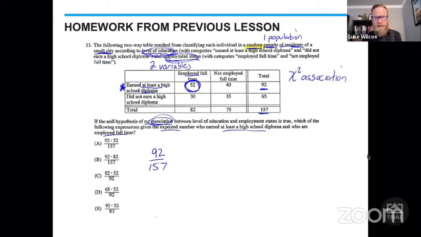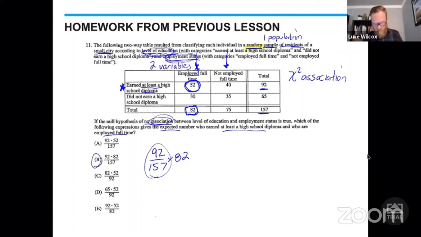Now, if the null hypothesis is true and there's no association, we would expect that proportion to hold for this group of people as well as this group of people. In other words, the proportion would be the same within each one of those columns. Now we know we want to deal with the first column here. And so this is the proportion, and we know the total within that column is 82. So we should be able to take the proportion of the total there to get our answer. And sure enough, if you look at the answer choices, that does in fact match with answer choice B.